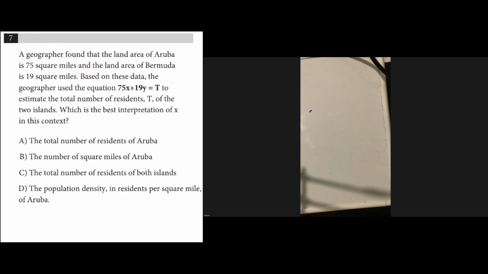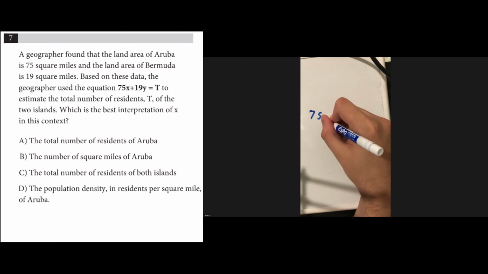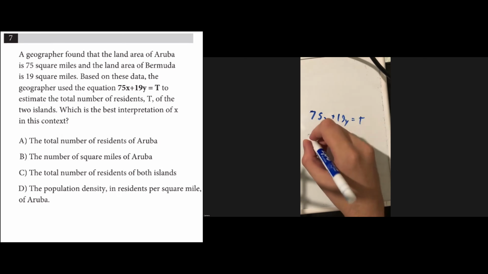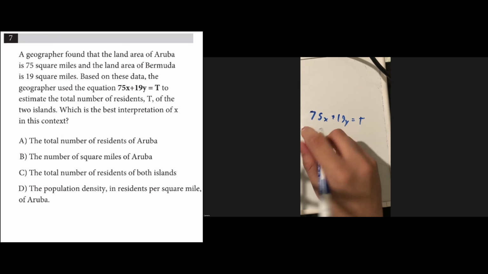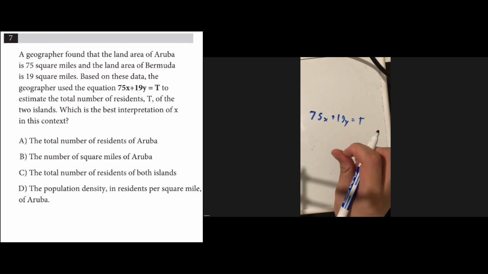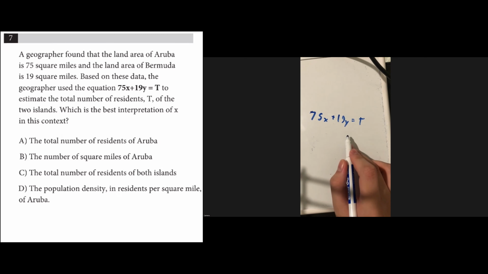Okay, so for question 7, we have an equation 75x plus 19y equals t. We have 75 as square miles. We have 19 as square miles, and we have t as the total number of residents. So that means x and y have to be the residents per each square mile.